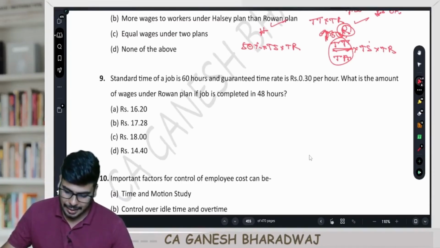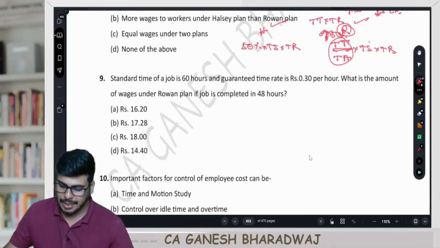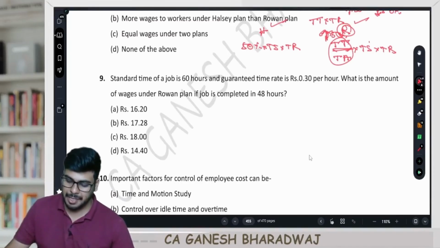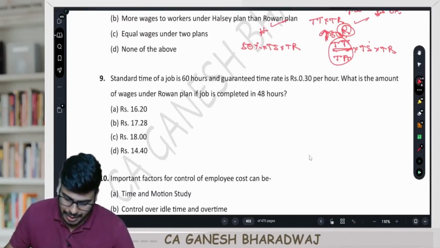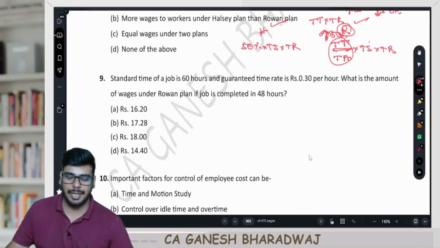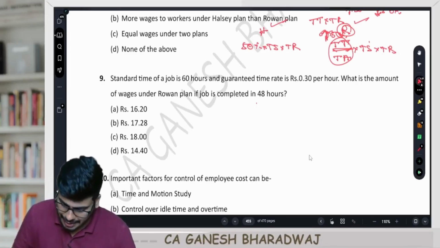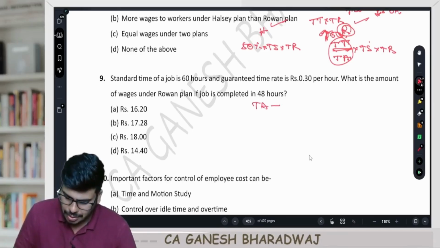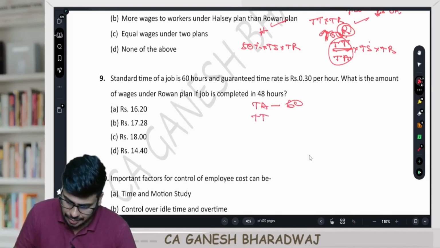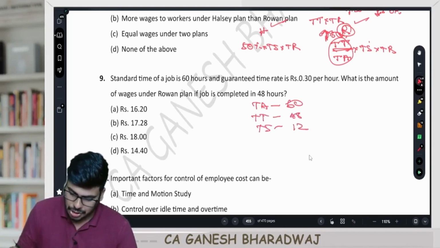The standard time of a job is 60 hours. Guaranteed time rate is 0.3 per hour. What is the amount of wages under Rowan if the job is completed in 48 hours? Time allowed is how much? 60. Time taken? 48. Time saved? 12. So what are they asking? What is the amount of wages, right?